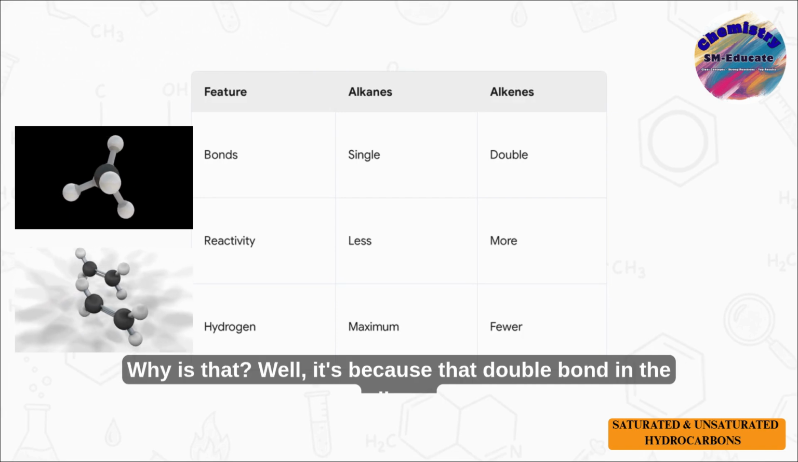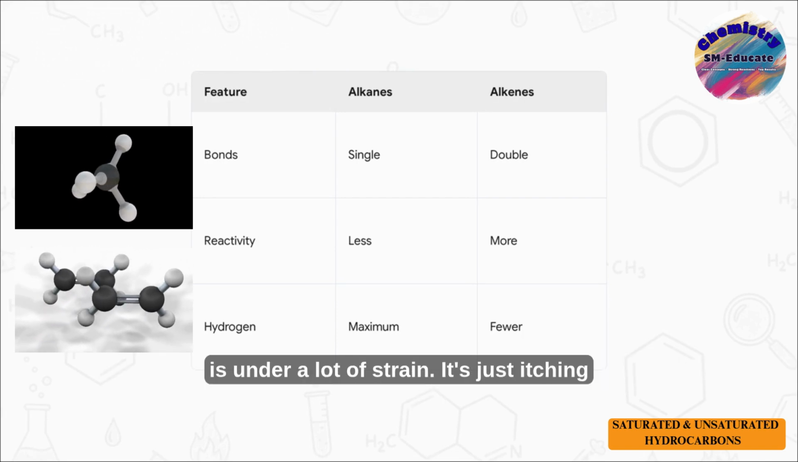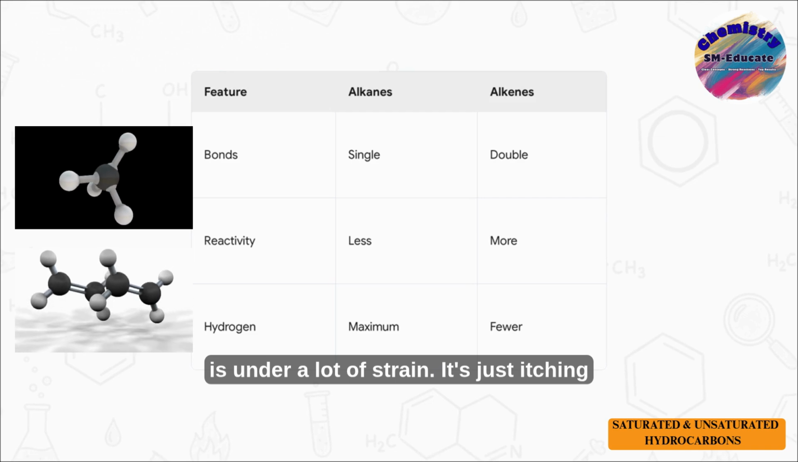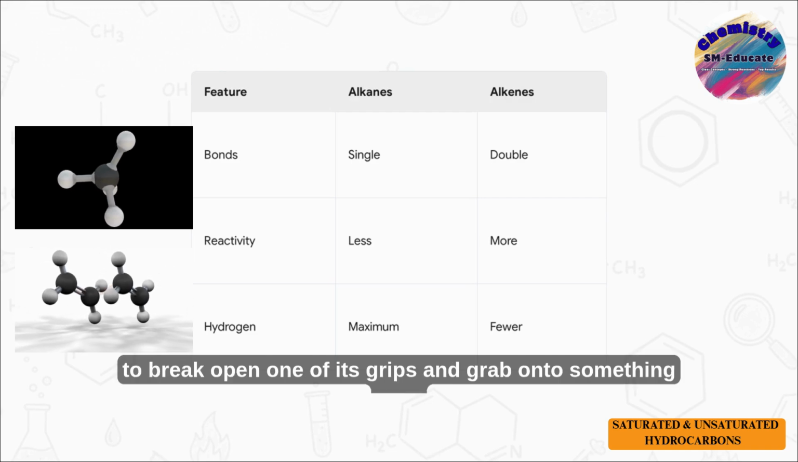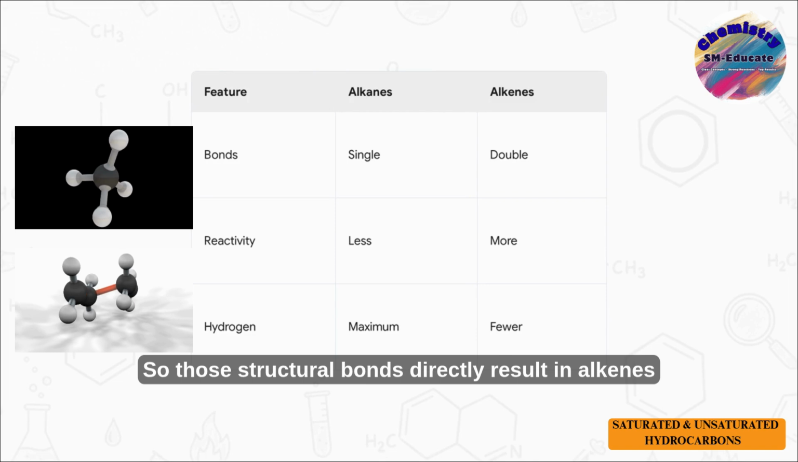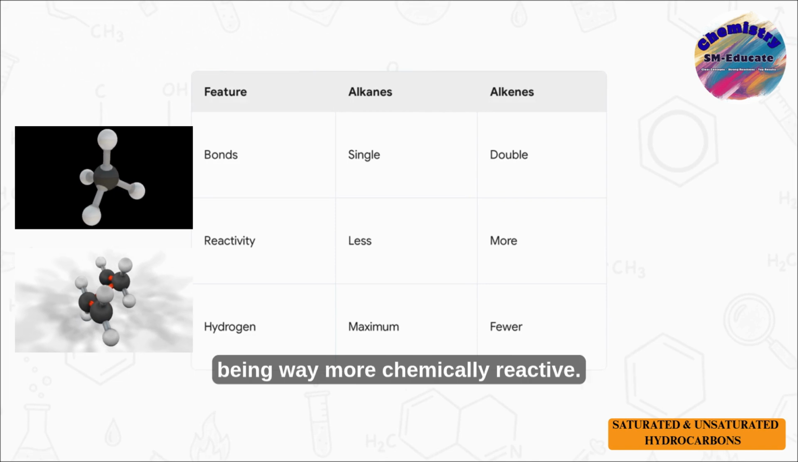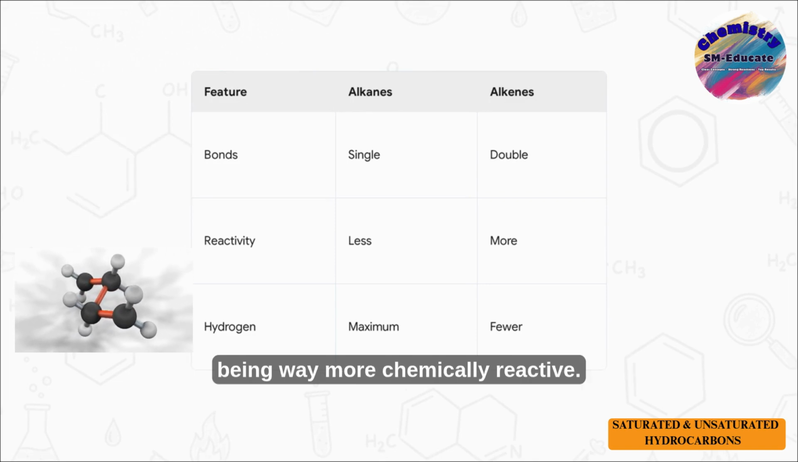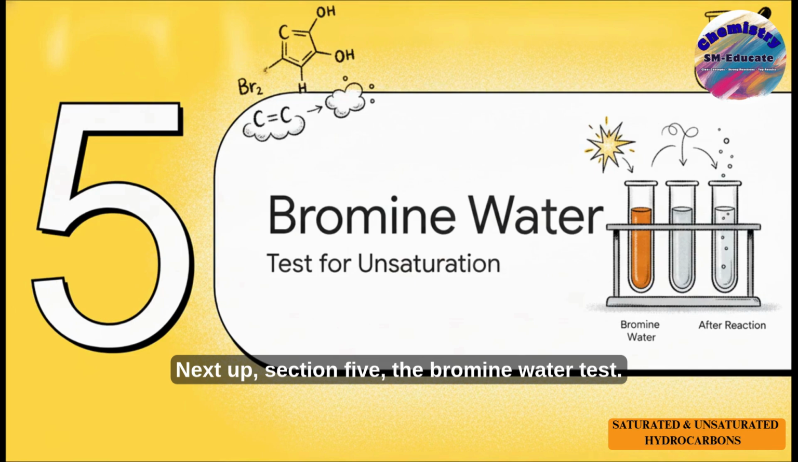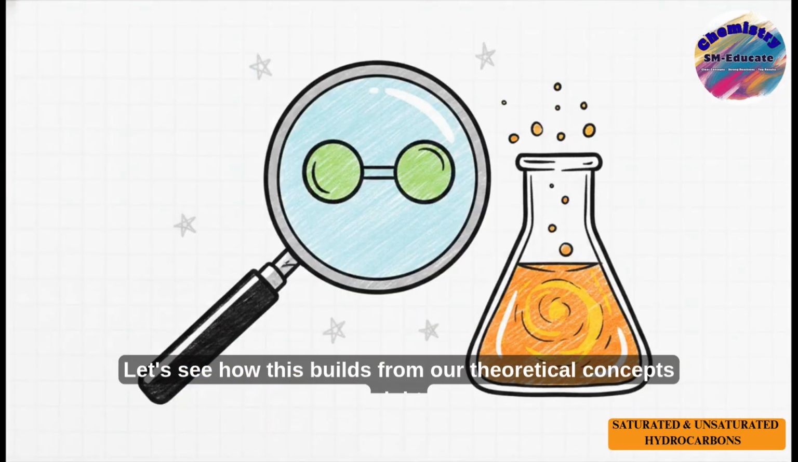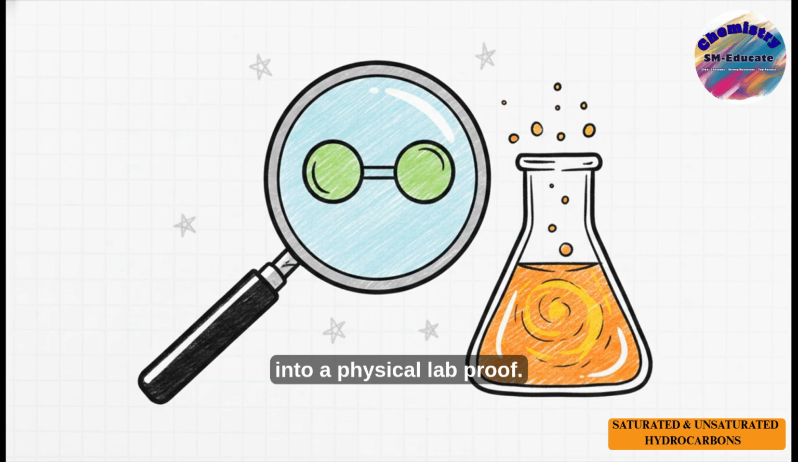Why is that? Well, it's because that double bond in the alkene is under a lot of strain. It's just itching to break open one of its grips and grab onto something new. So those structural bonds directly result in alkenes being way more chemically reactive. Next up, Section 5, the bromine water test. Let's see how this builds from our theoretical concepts right into a physical lab proof.